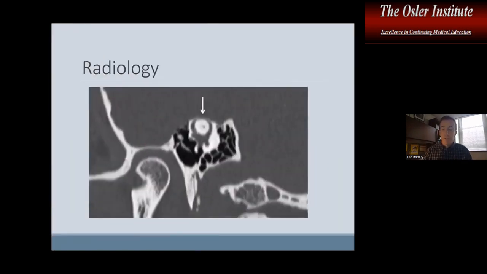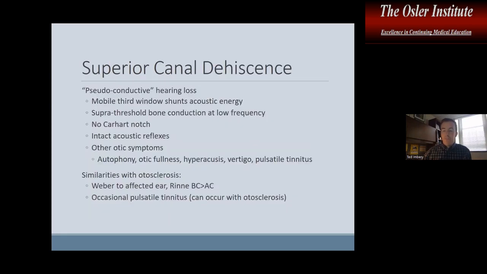That's shown here in a perisagittal plane. You can see there's absent bone over the dome of the superior semicircular canal. This was only described initially in the late 1990s, so it hasn't been around as long, so to speak. But superior canal dehiscence can cause this pseudo-conductive hearing loss, so it can really mimic otosclerosis on the audiogram.